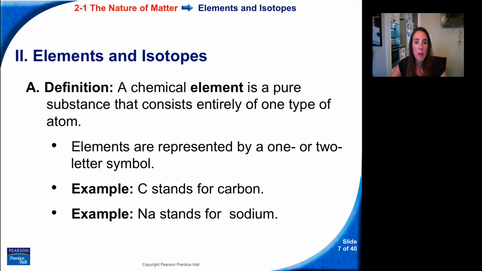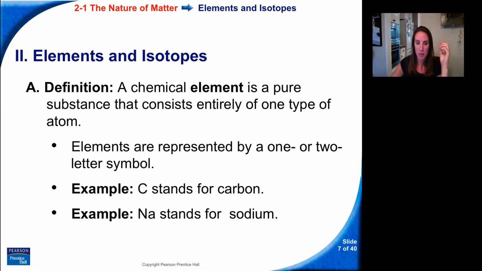So we're now going to talk about elements and isotopes. So a chemical element is a pure substance that consists entirely of one type of atom. So elements are represented by a 1 or 2 letter symbol. So example is C stands for carbon and Na stands for sodium. So if you take a look at a block of gold, gold's symbol is Au, and a gold block is made up of entirely gold atoms. So it is a pure element.